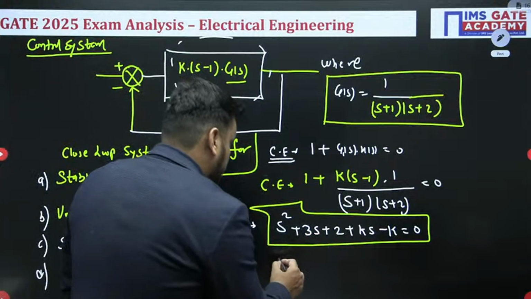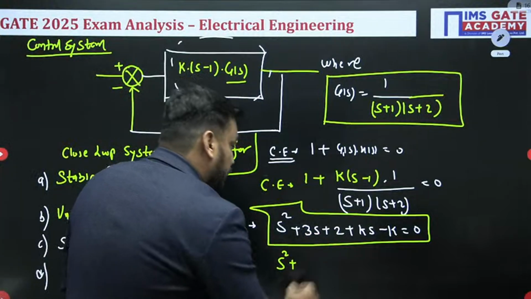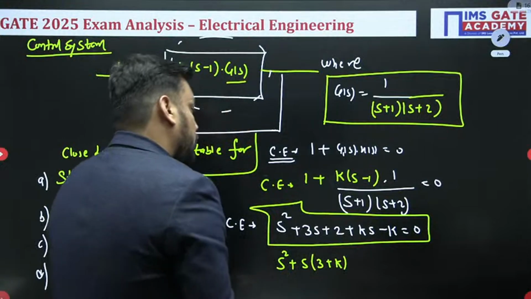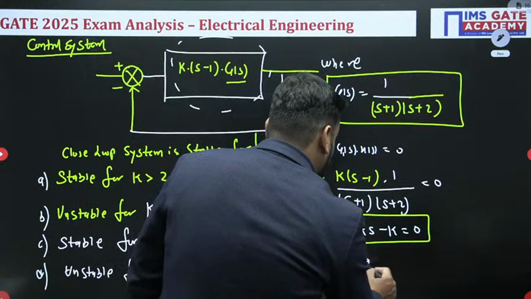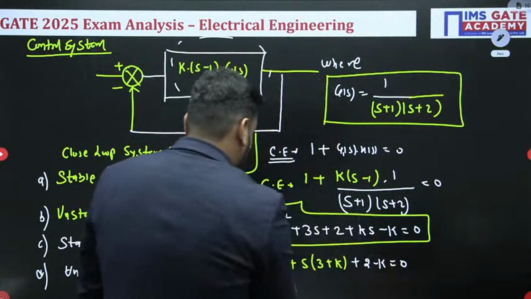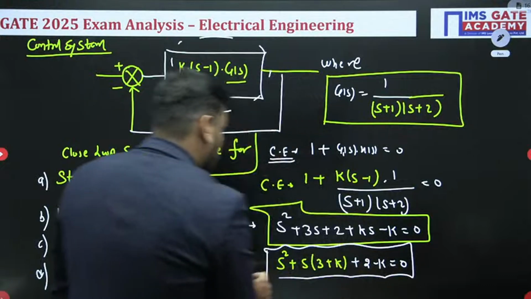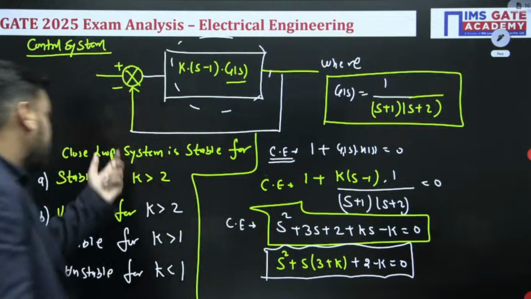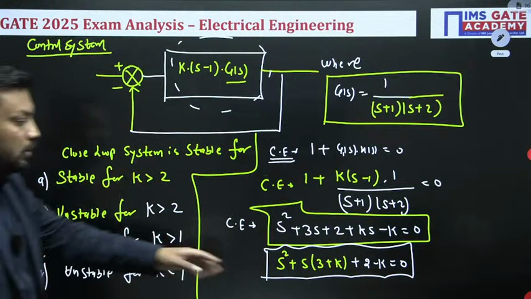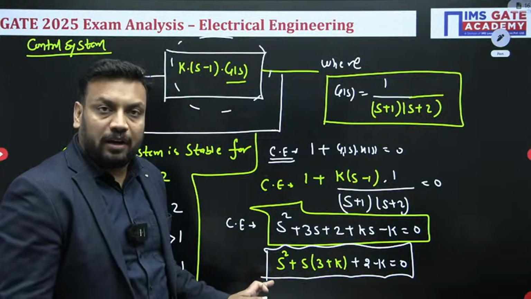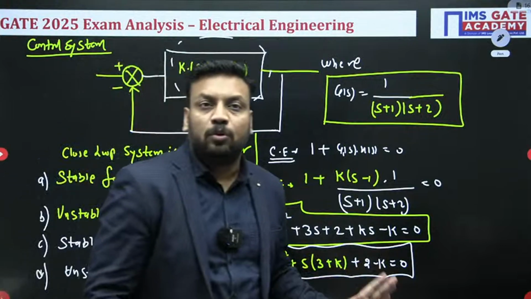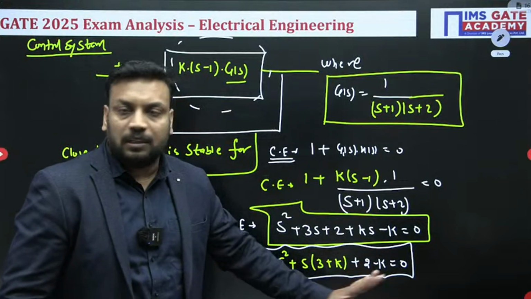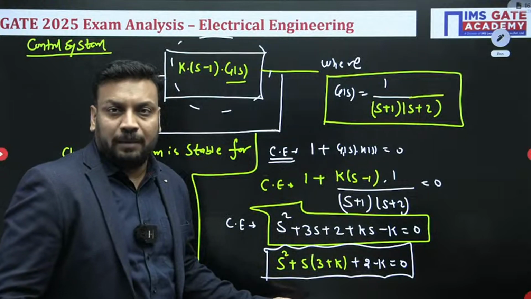Now students, you can tell me, can I take s common, then should I get 3 plus K? Yes, and here you will get 2 minus K equal to 0. So s square plus s times (3 plus K), and here K minus 2 equal to 0. Now you have to check the options. It is saying stable for K greater than 2. Because the highest power is square, guys, to make the system stable, if it is As square plus Bs plus C, then no need to construct the Routh-Hurwitz array. We just need to maintain A, B, C positive.